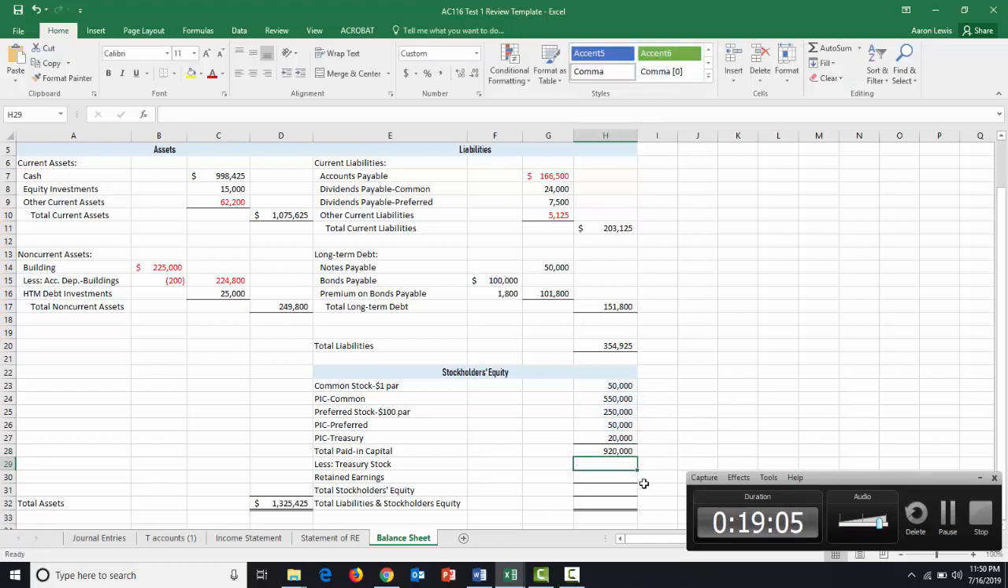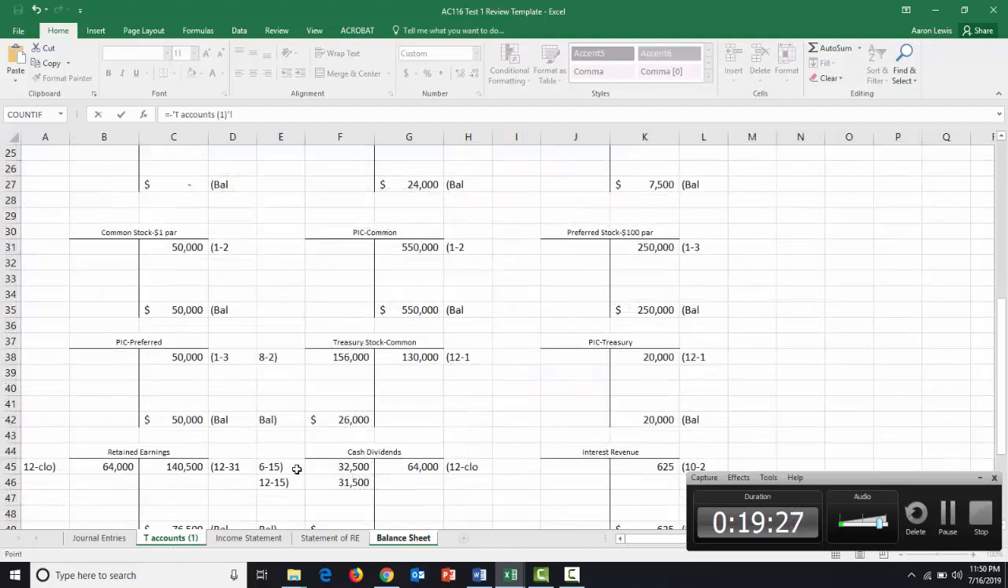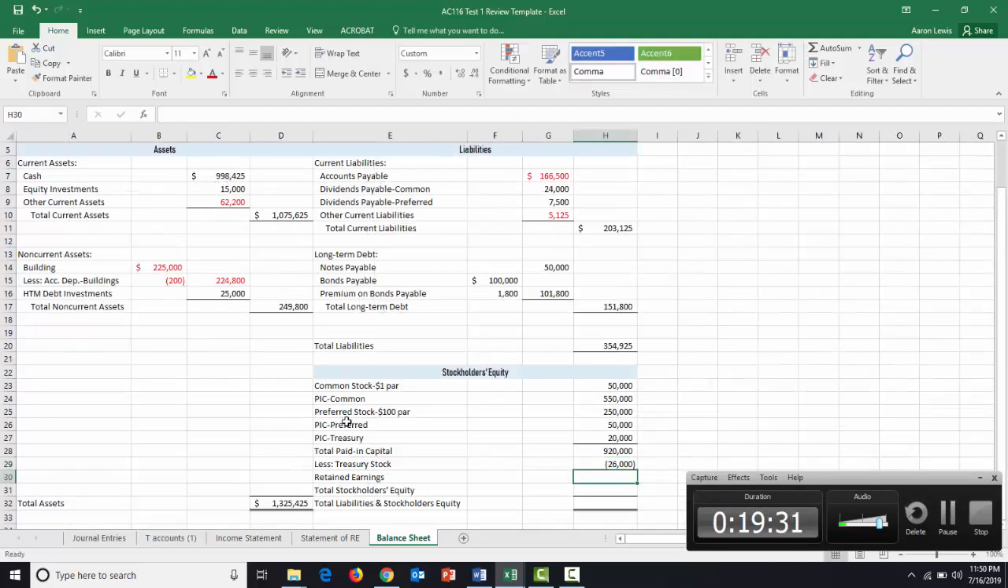Next up, we have treasury stock. Treasury stock is a contra equity account. It decreases the value of the company to our stockholders because our stockholders don't own the stock at the time, the company does, and we're holding it in treasury. So what we do is we hit equals, and since it's a contra account, it's going to be negative. So equals negative, go to the T accounts, we find the balance of treasury stock. And at this time, Alpha Corporation owns $26,000 worth of treasury stock.